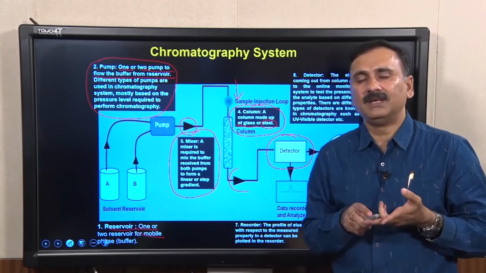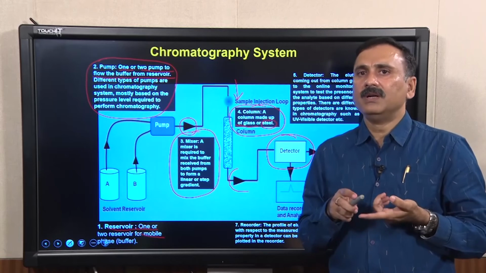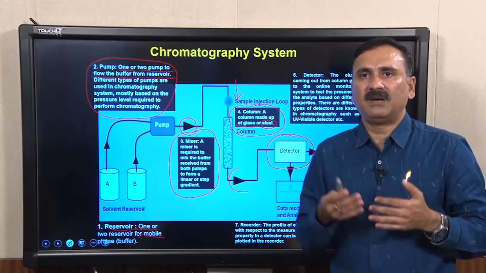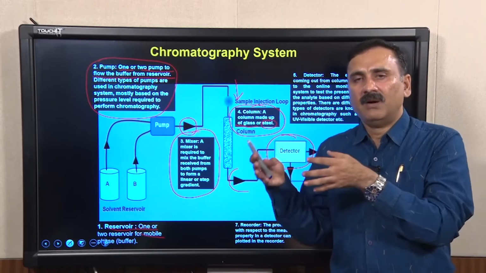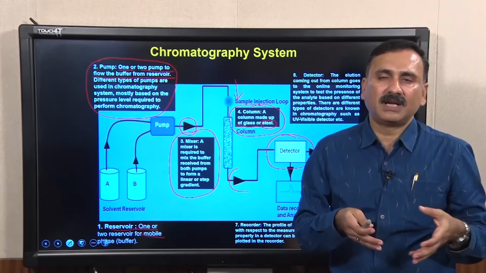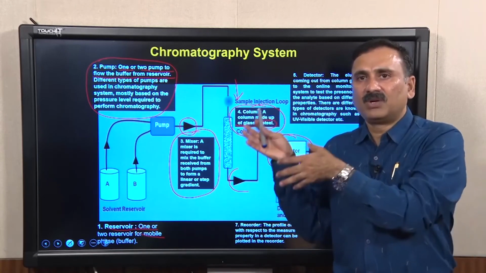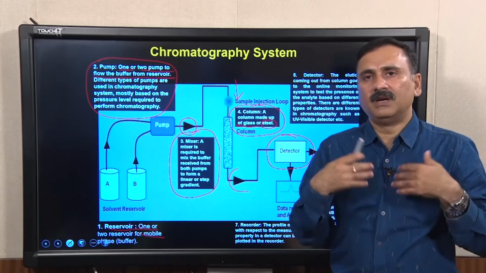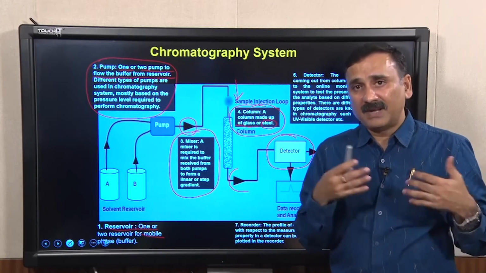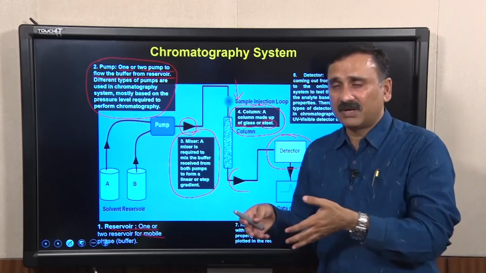A detector could utilize refractive index, or a detector can utilize many other parameters. You can even attach mass spectrometry as a detector, and in that case the chromatography system will turn into an LC-MS, or liquid chromatography mass spectrometry system.